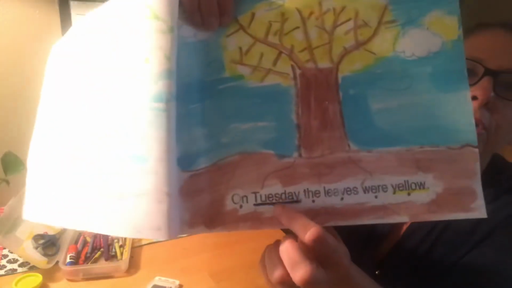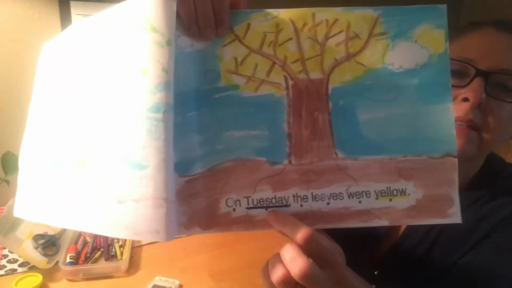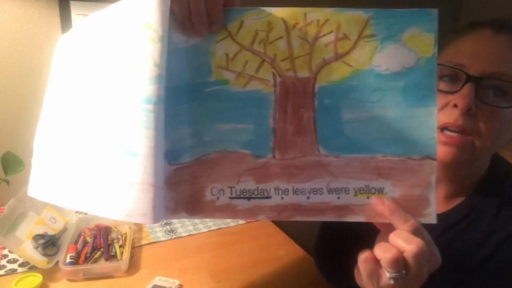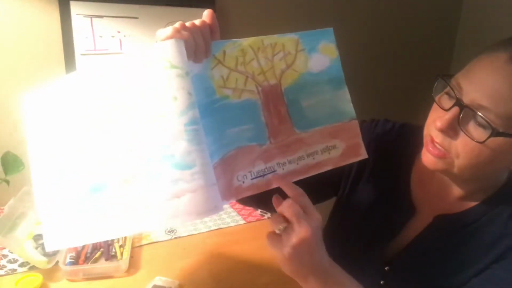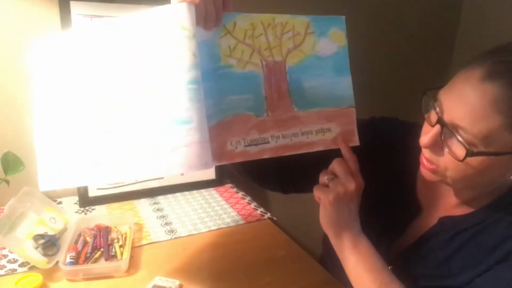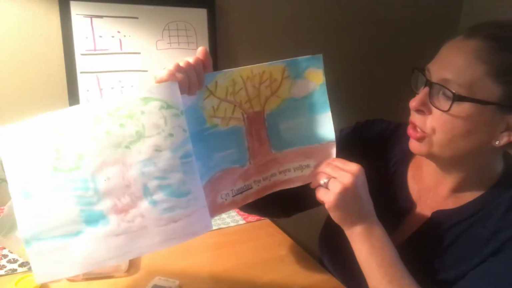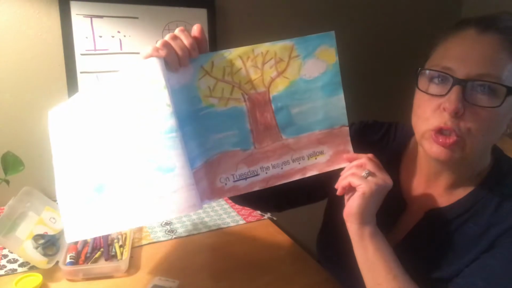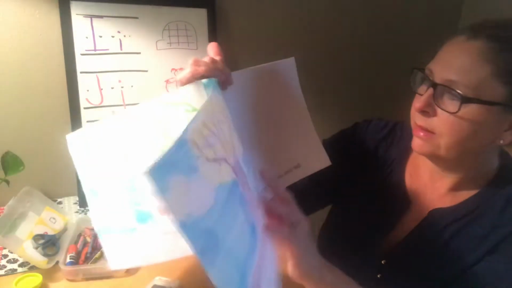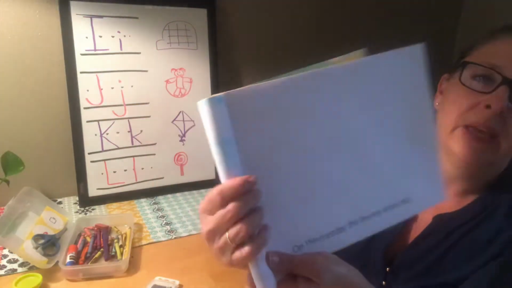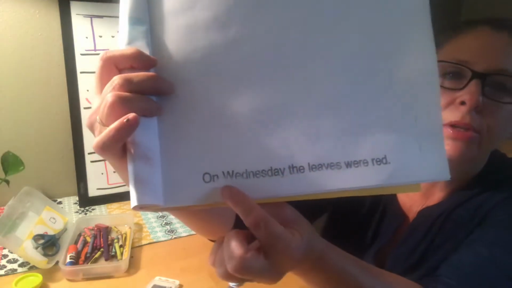And here's the word Tuesday. But on Tuesday the leaf colors change to yellow. On Tuesday the leaves were yellow. Okay. Then we're going to turn the page. What comes after Tuesday? So here's the next page, and it's a big long W word.